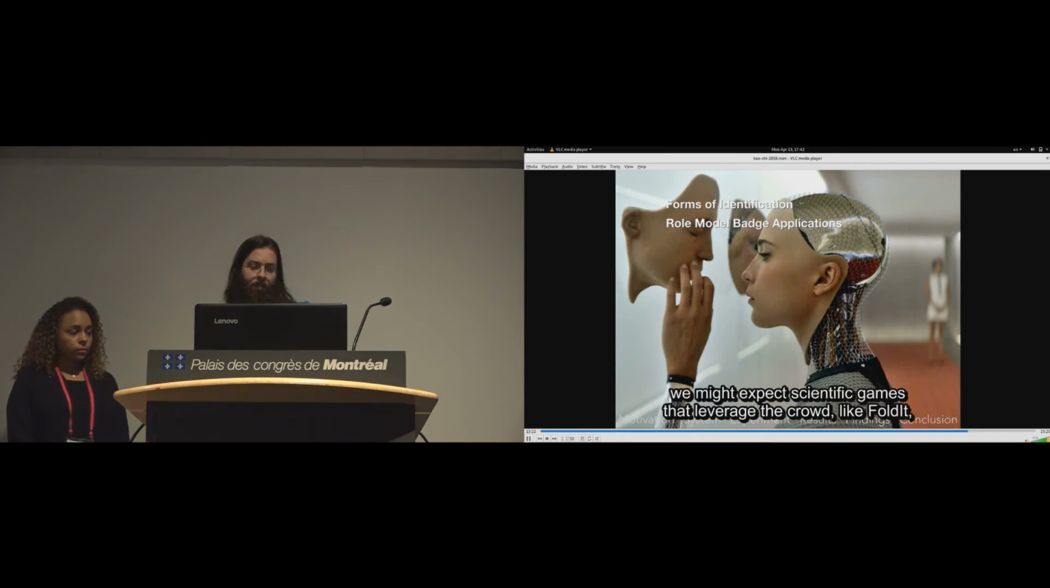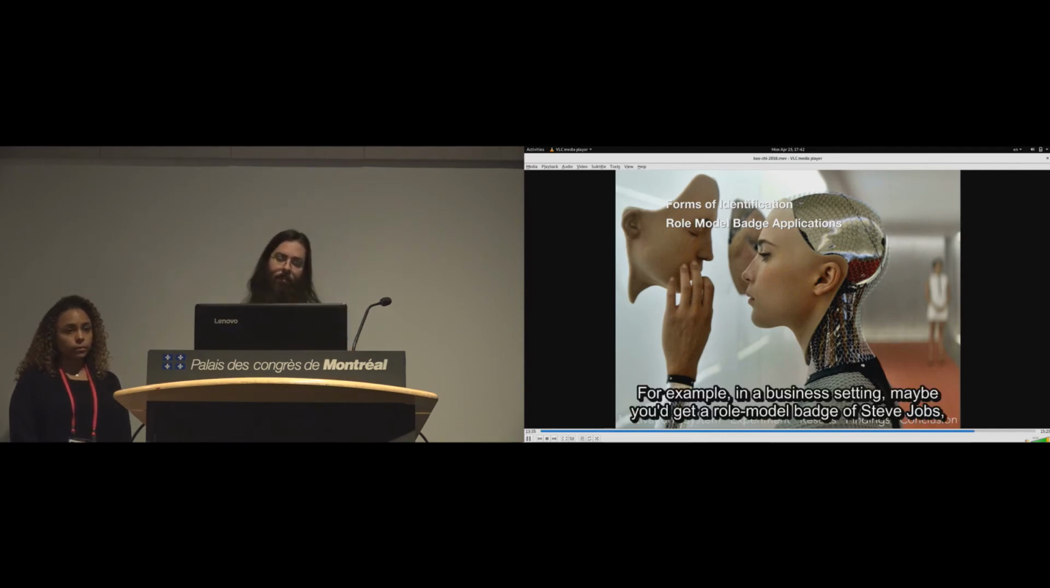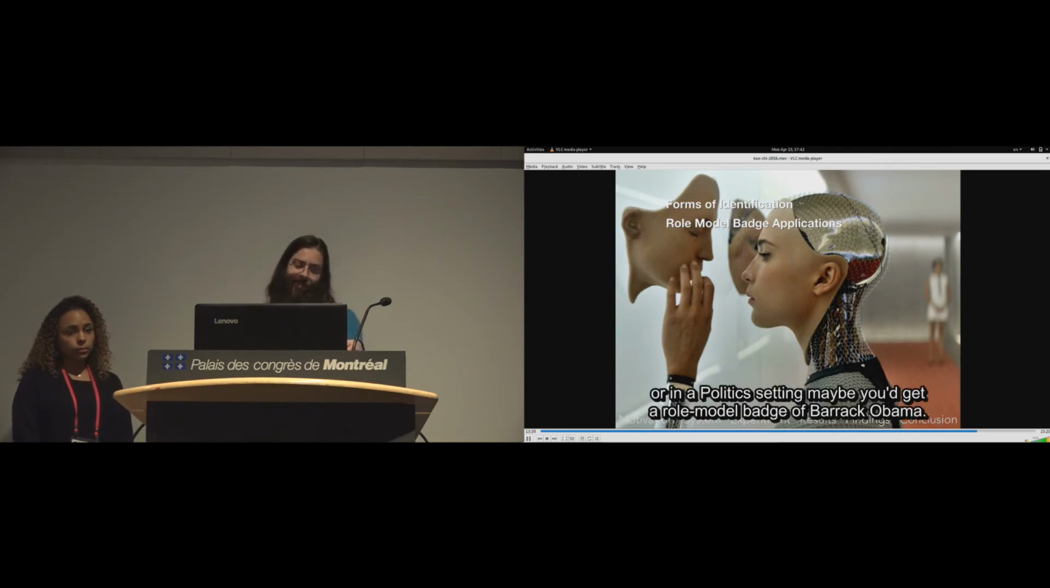We might imagine scientific games that leverage the crowd, like Foldit, massive open online courses, or digital learning platforms as being possible beneficiaries of these badges. Other domains might also benefit from these badges. For instance, in a business setting, maybe you'd get a role model badge of Steve Jobs. Or in a politics setting, maybe you'd get a role model badge of Barack Obama.